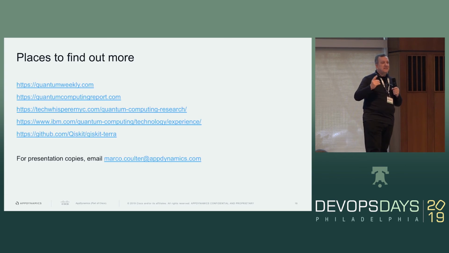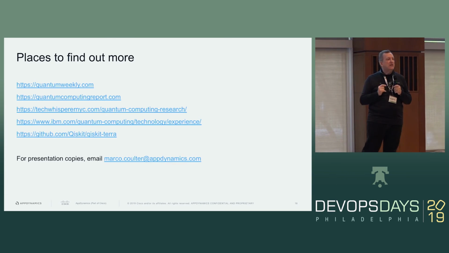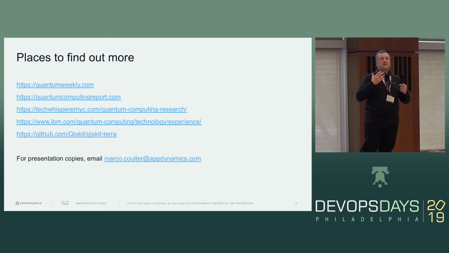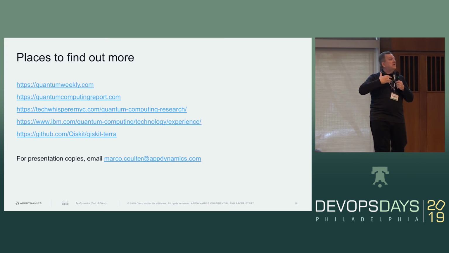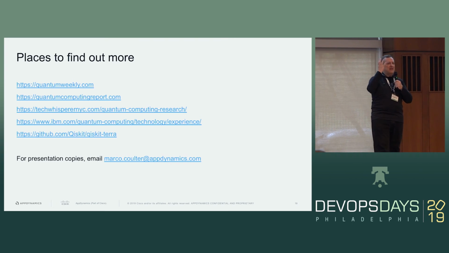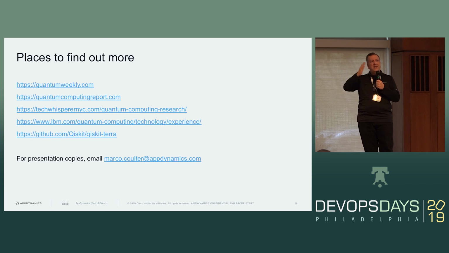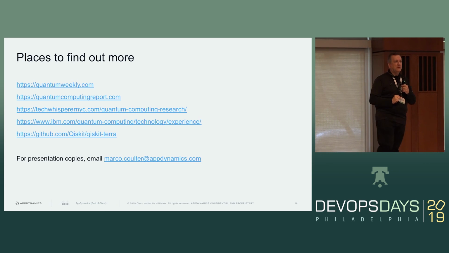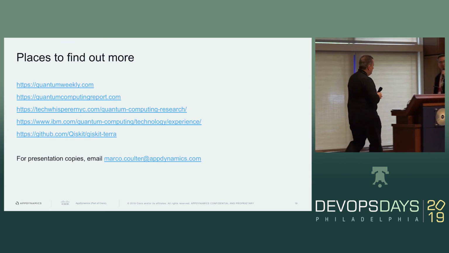There's a bunch of links here, take a quick photo of it, but Quantum Weekly is a good place to start, just to get your finger on the pulse of what people are talking about. And like me, I spent about a year just trying to get my head around how a bit can be both 1 and 0 at the same time. Enjoy quantum computing. Thank you, Marco.